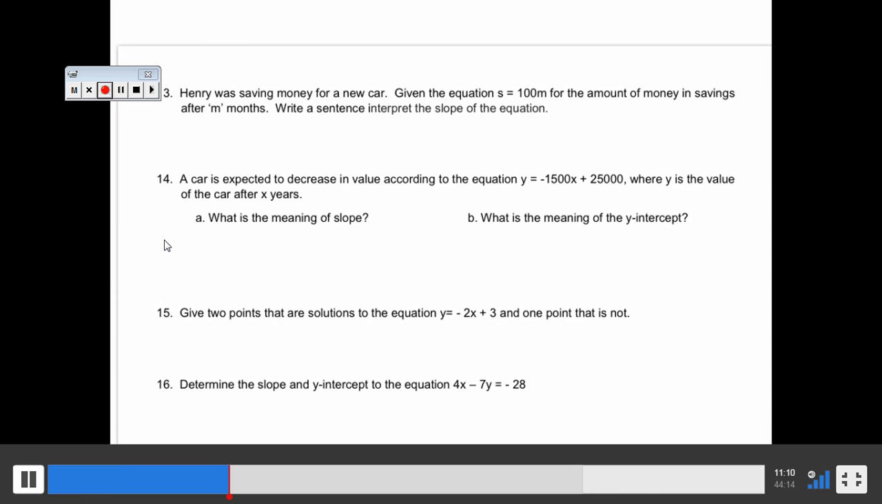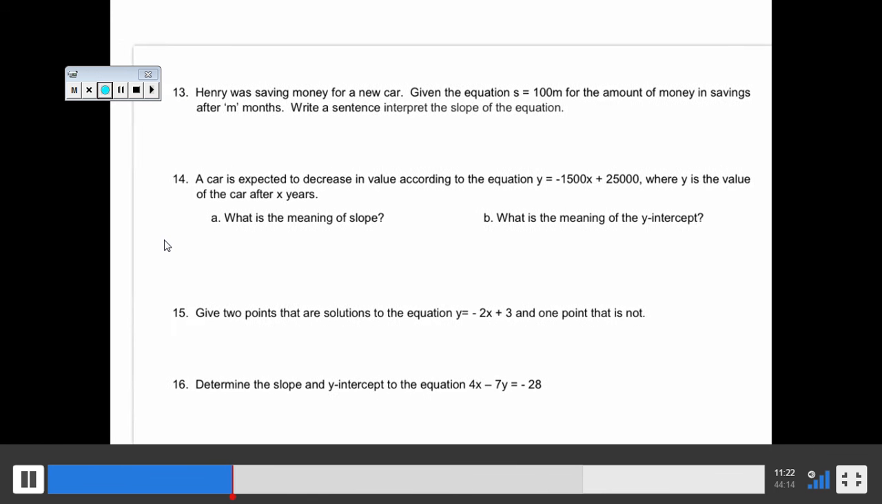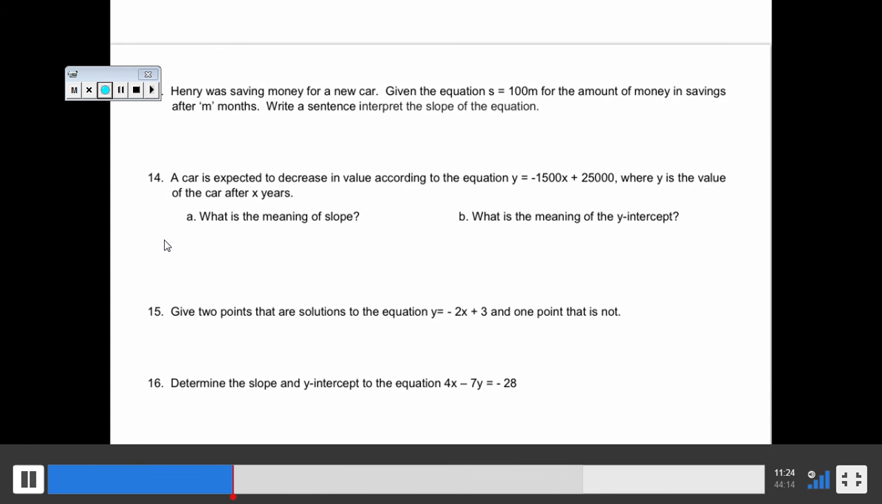Number 14, a car is expected to decrease in value according to the equation y equals negative 1500x plus 25,000, where y is the value of the car after x years. The meaning of slope, the slope is negative 1500. And since it's negative, we know that it's going to decrease. It also tells us that in the problem, but it won't always. And so we know that it is going to be decreasing $1,500 every year.